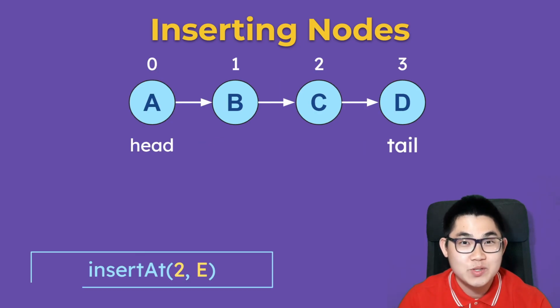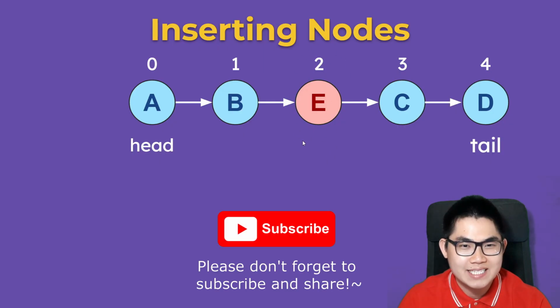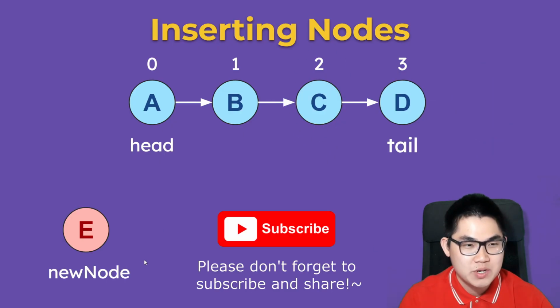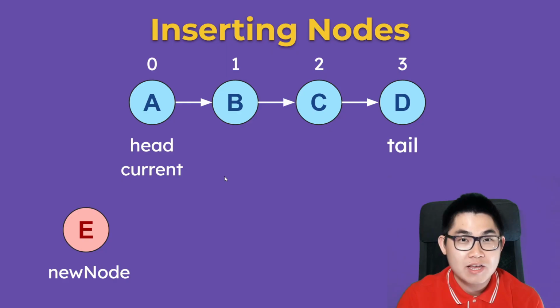I'm going to show you how to insert a node at a specific index. So let's say this is our linked list currently, and we want to insert E at index 2, like this. We first create the new node, and then we create a new pointer. This pointer is called current. Our goal is to put E at index 2. So we need to bring current to the node before index 2, meaning we want to bring current to this one. So all we have to do is move current up to B.